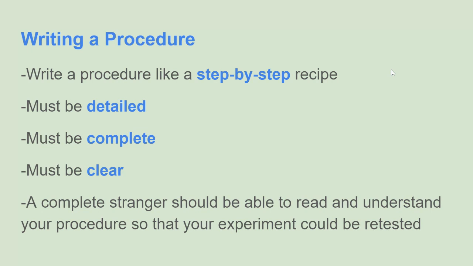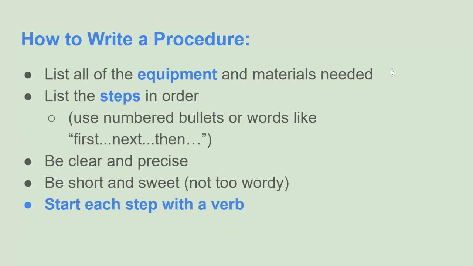So, I'm going to give you some examples of bad and good procedures. I want you to think about why they're bad or good. When you're thinking about it, think about how to write a procedure. You're going to list the equipment, you're going to list the steps in order. You're going to be clear and precise. You're going to be short and sweet, not too wordy, but making sure that you give enough details and start each step typically with a verb.